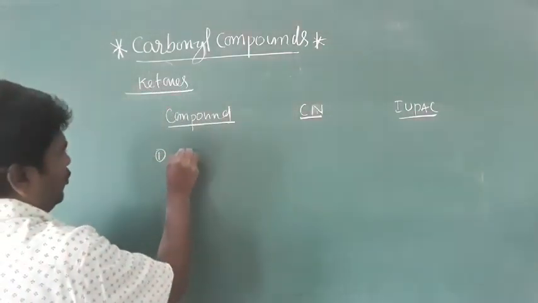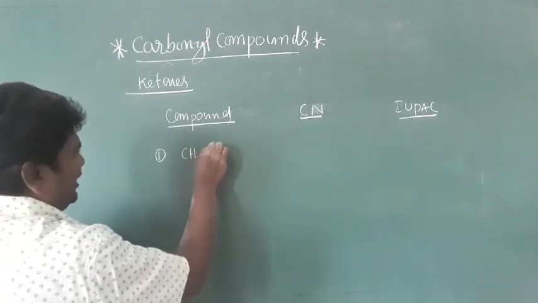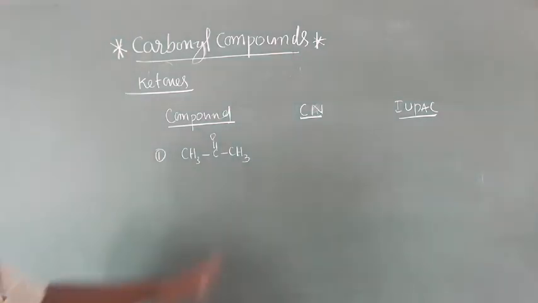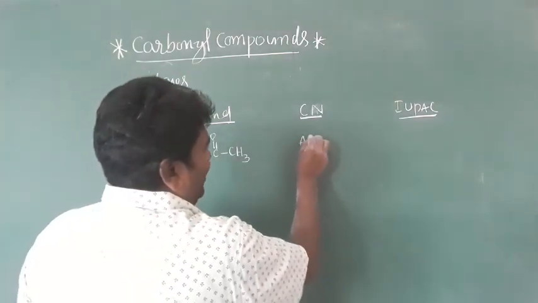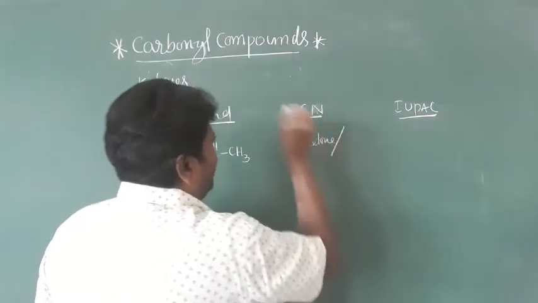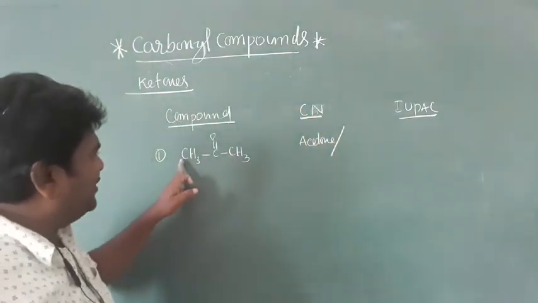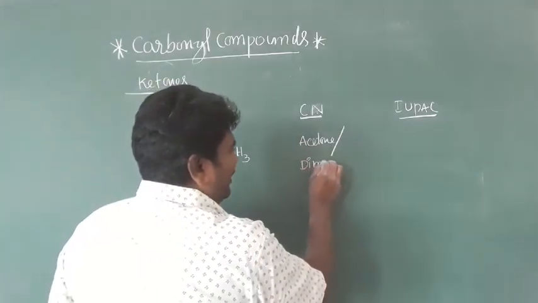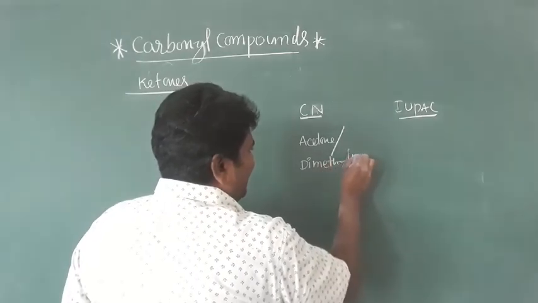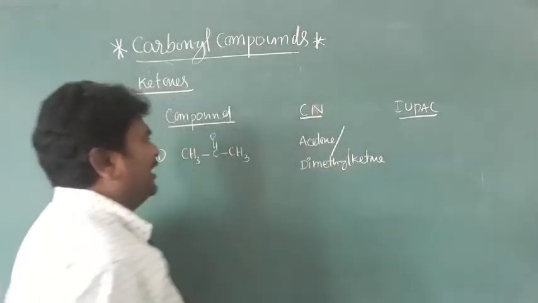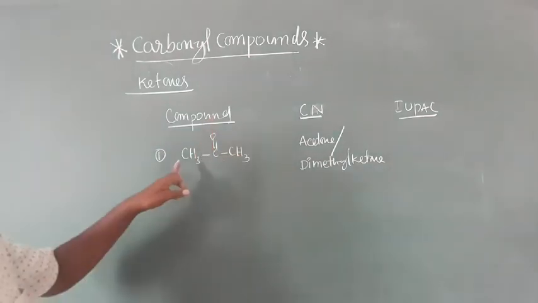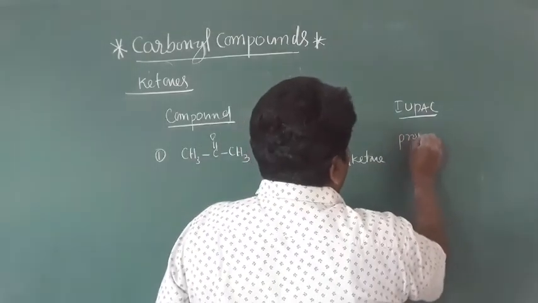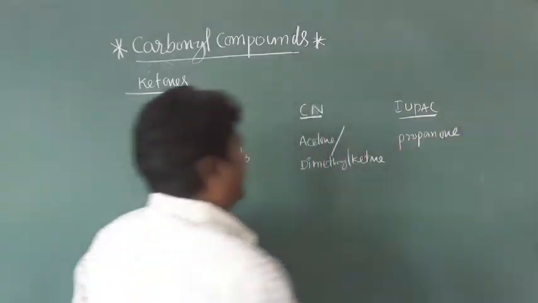Suppose the first compound is CH3, C double bond O, CH3. What is the common name? The common name is acetone. It is methyl; two methyls are there, so it is dimethyl ketone. It is very very important. Next, what is the IUPAC name? It is propanone. How many carbons here? 3 carbons. This is propanone.